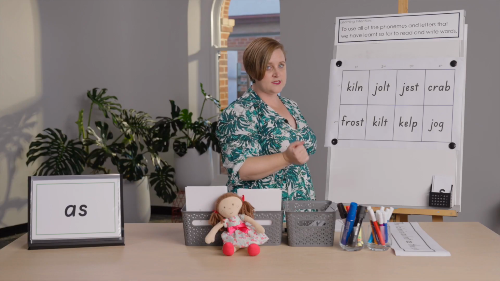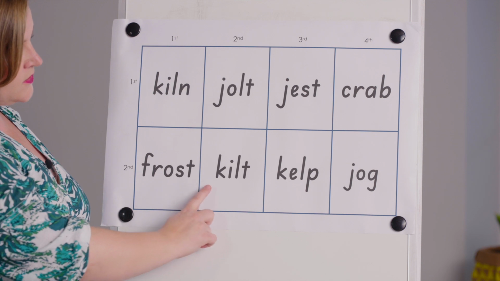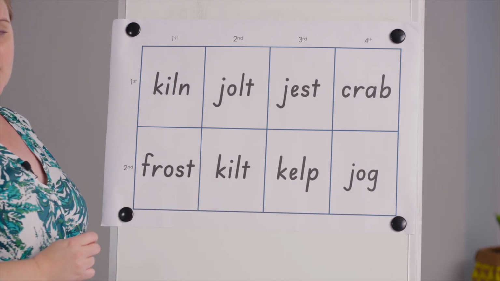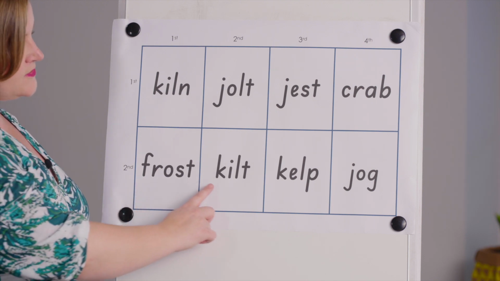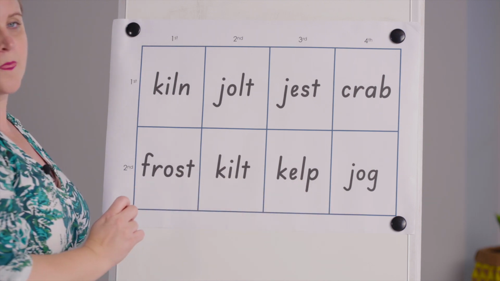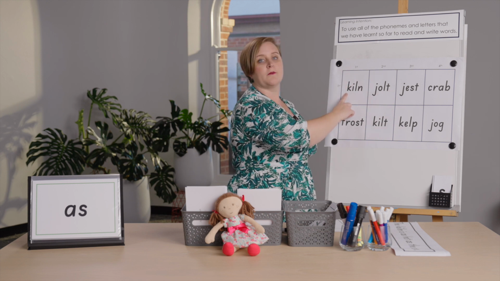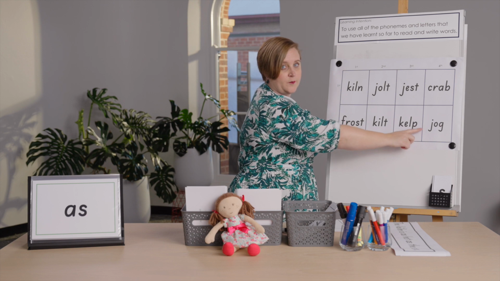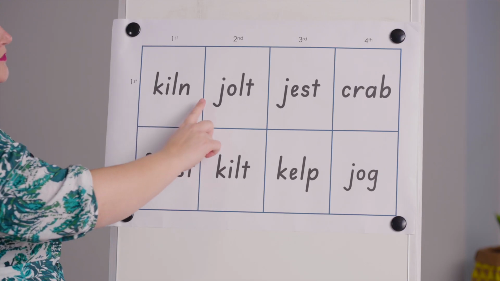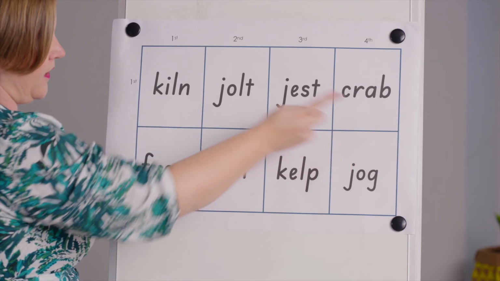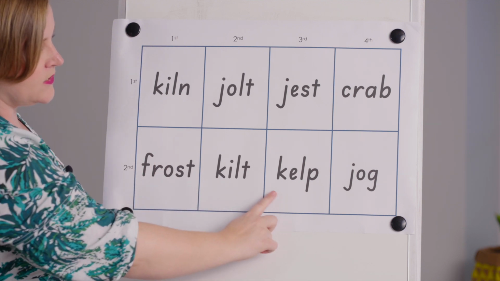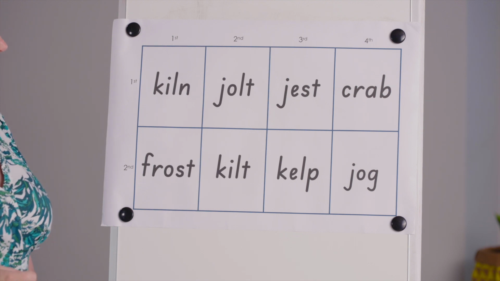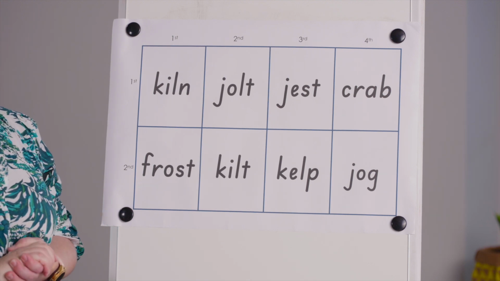Let's read them as whole words this time. Frost, kilt, kelp, jog. This time a little bit faster. Frost, kilt, kelp, jog. I wonder if we can read from the beginning. Let's read the first row and then down to the second row. Are you ready? Kiln, jolt, jest, crab, frost, kilt, kelp, jog. Well done.